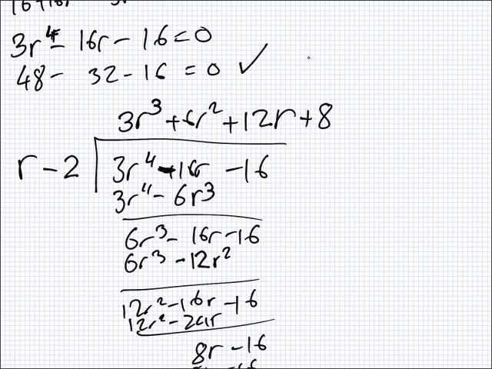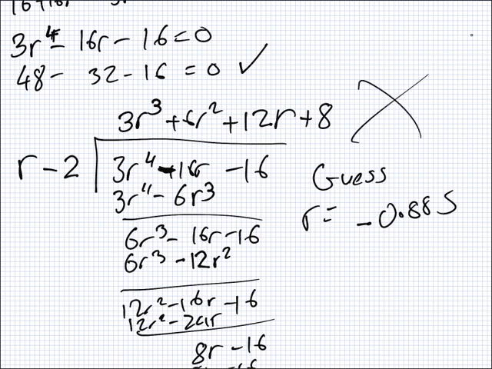Right. So you need to guess r equal to minus 0.885. So you can't. You see the problem this way is it's too difficult. It's too difficult, and you waste a lot of time.